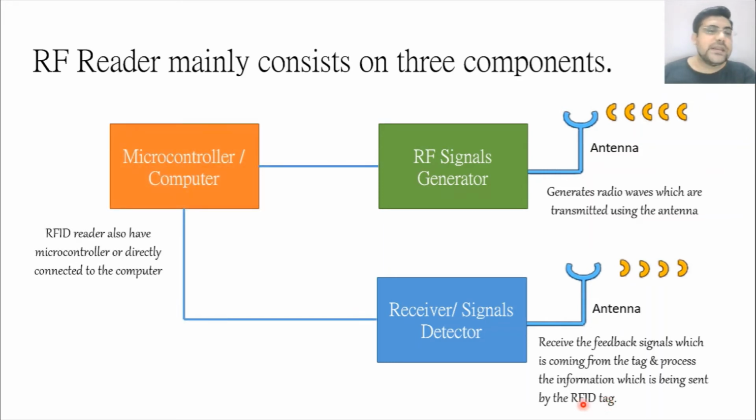An RFID reader also has a microcontroller or is directly connected to the computer. Both possibilities are available with the RFID reader. So these are the components of the RFID reader. It has a signal generator, which generates the signal, it has a receiver, and it has a microcontroller or connects with the computer.